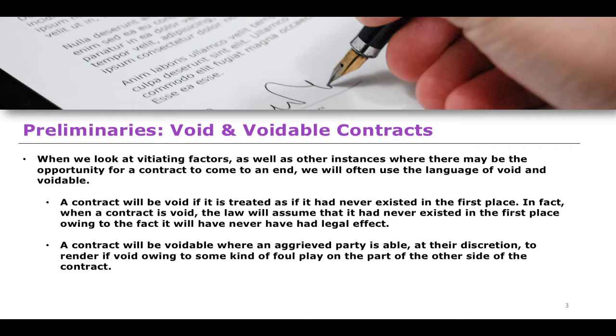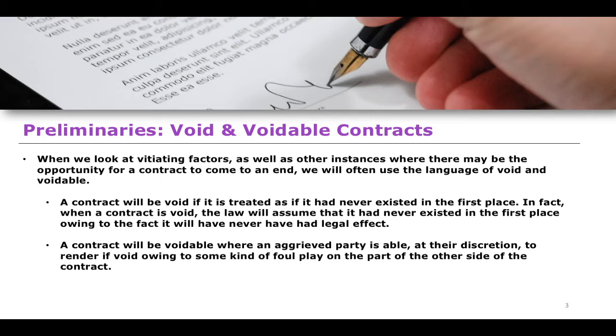A contract will be voidable where an aggrieved party is able at their own discretion to render the contract void owing to some kind of foul play on the part of the other side of the contract. So a contract is voidable essentially if there is an aggrieved party. Let's say there is some breach of contractual terms, for example, and the person on the other side who has been aggrieved by this breach of contract can say, we choose to either void the contract and therefore it ceases to exist, it no longer existed, or we can carry on with maybe the imposition of damages or some kind of remedy for the breach. That is what voidability means.